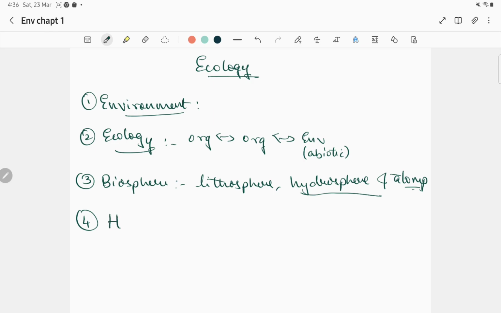Next one is habitat. What is habitat? It's a place where an animal or an organism makes its home, a place where organisms live. This habitat should meet all the environmental conditions where an organism can survive. For an organism to survive, it requires ambient conditions to live, no? So that condition it has to pass. So what we can say from this: all habitats are environment, but all environment is not a habitat.